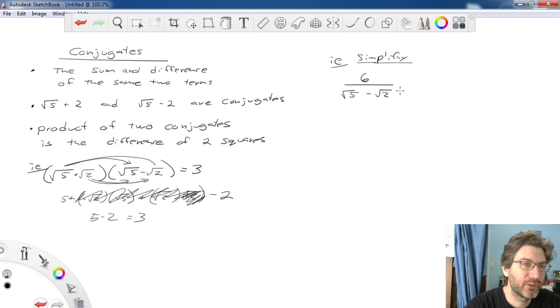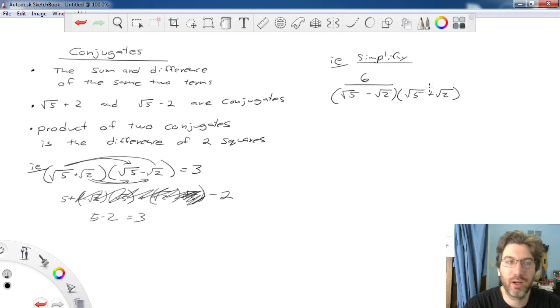So what we're going to do is you're going to multiply your denominator, this whole term, by its conjugate, right? The square root of 5 plus the square root of 2. Of course, if you do it to the bottom, you're going to have to do it to the top as well. So we're going to multiply this by the square root of 5 plus the square root of 2.